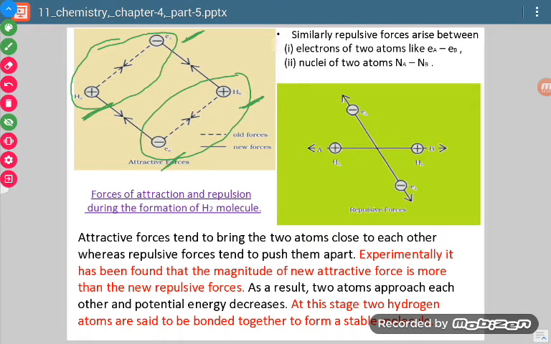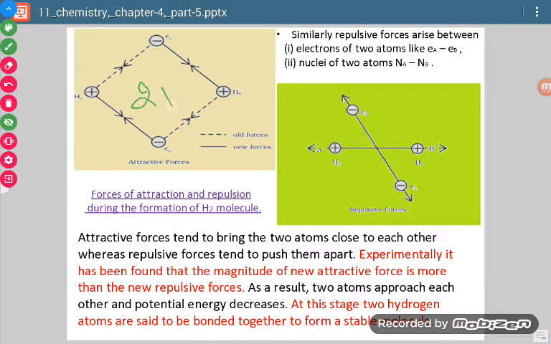They were already attracting each other when they were alone or at a far distance, and that was the old attractive force. Now when these two came near, this force came into action and this force came into action. The nucleus of one atom started attracting the electron of the other atom. So in this diagram there are two new attractive forces.